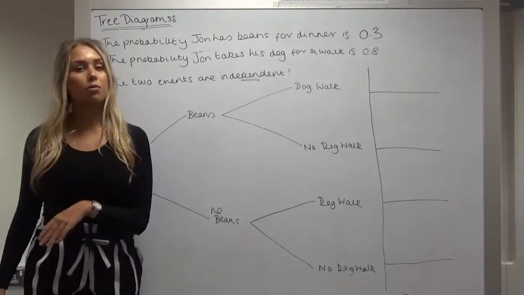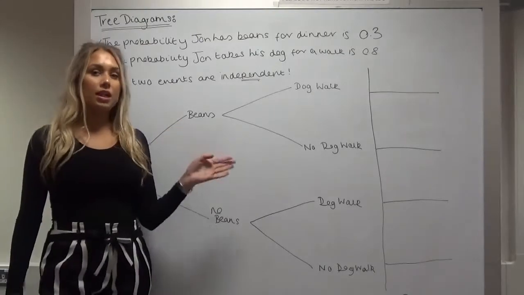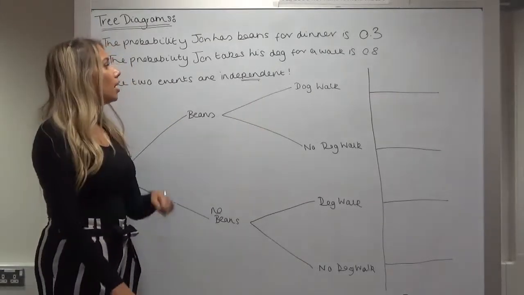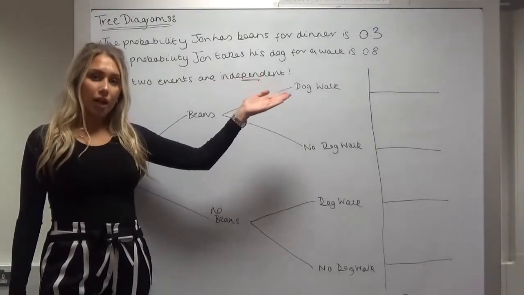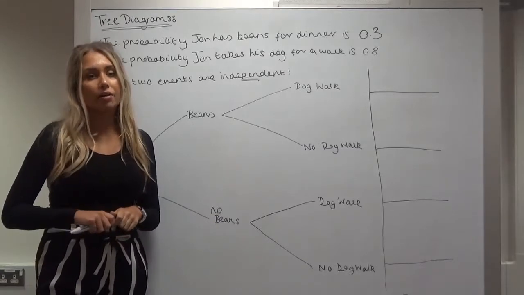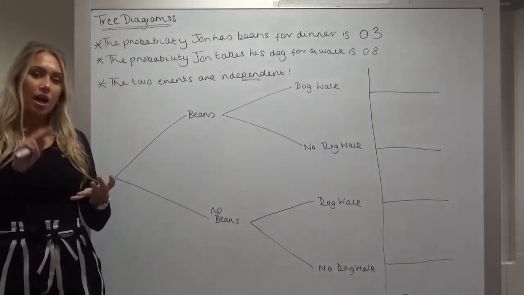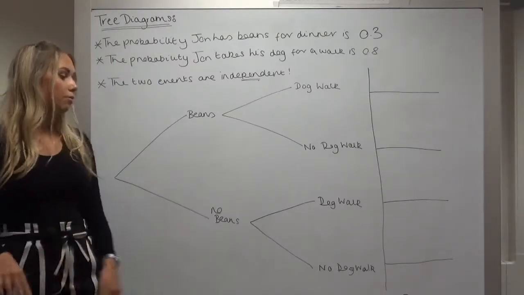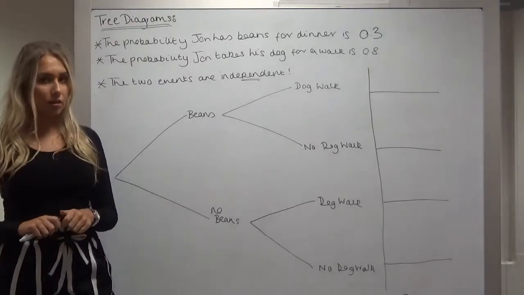So the first example we're going to be looking at is the probability John has beans for dinner is 0.3. As well, the probability John takes his dog for a walk is 0.8. So, using our tree diagram, we want to find out the possible outcomes of all these scenarios. So whether that's John has beans for dinner and he takes his dog for a walk, or he doesn't have beans and he takes his dog for a walk. And this is what we're going to be working out on our probability tree diagram.